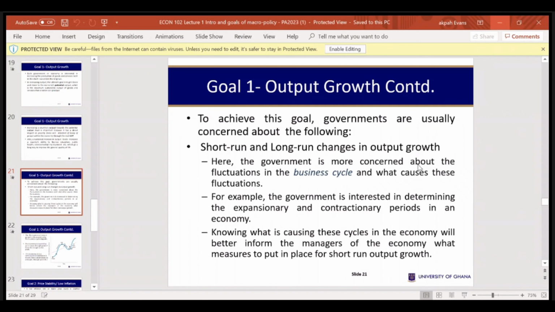To achieve this goal, governments are usually concerned about the following: short run and long run changes in output. Here, the government is more concerned about fluctuation in the business cycle. So what is the business cycle? For example, the government is interested in determining the expansionary and contractionary periods, fiscal policy, and then we move to knowing the causes of the cycle.